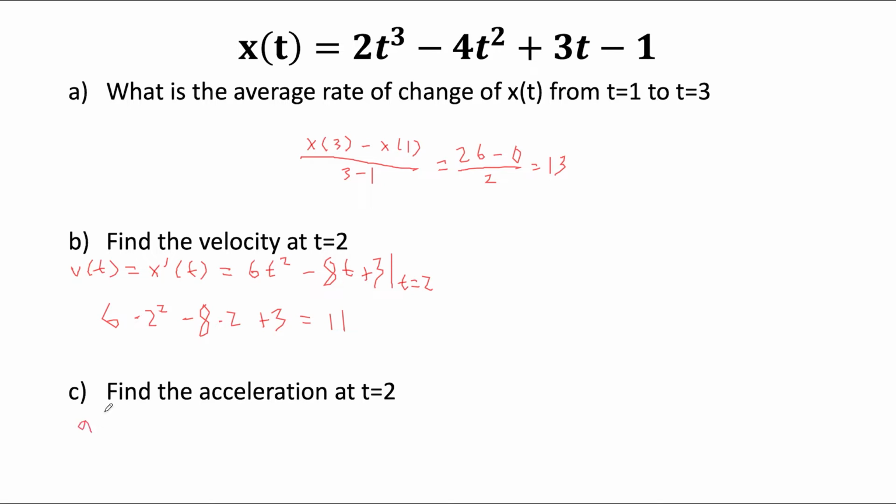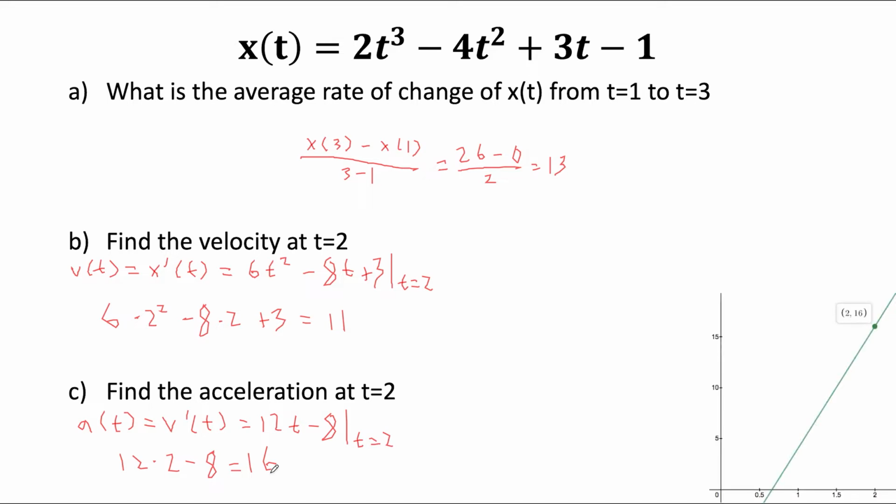So here we have acceleration, which is of course just the first derivative of velocity, and that is 12t minus 8, evaluated at t equals 2. We do the algebra, that is 12 times 2 minus 8, or 16. And this is confirmed by the fact that the point (2, 16) is on our acceleration curve, which is again just the first derivative of the velocity curve and the second derivative of the position curve.